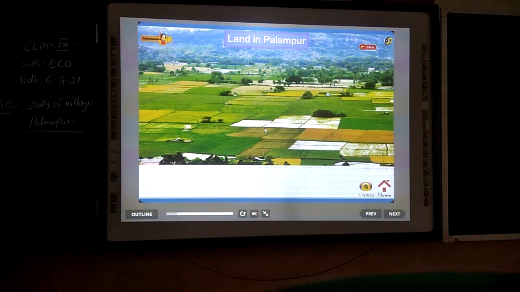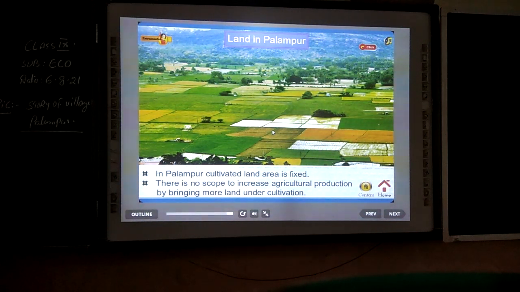Land and other natural resources in Palampur. In Palampur, cultivated land area is fixed. There is no scope to increase agricultural production by bringing more land under cultivation.